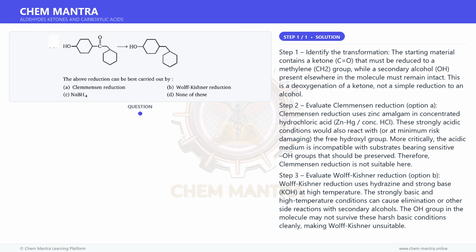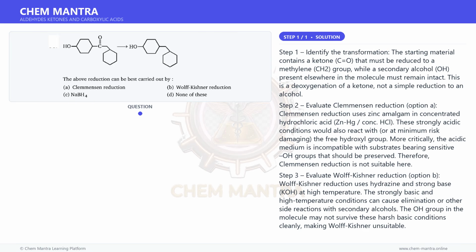Step 2. Evaluate chem-mantra reduction. Option A. Chem-mantra reduction uses zinc amalgam in concentrated hydrochloric acid, Zn-Hg, conc. HCl. These strongly acidic conditions would also react with, or at minimum risk damaging, the free hydroxyl group. More critically, the acidic medium is incompatible with substrates bearing sensitive OH groups that should be preserved. Therefore, chem-mantra reduction is not suitable here.